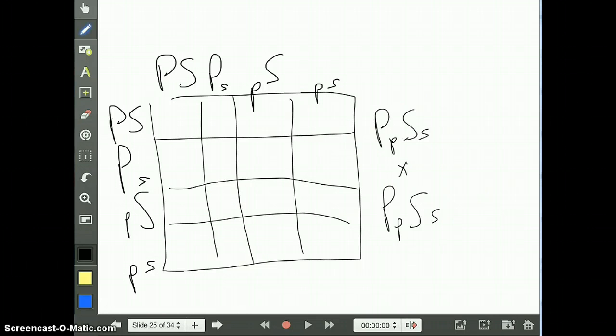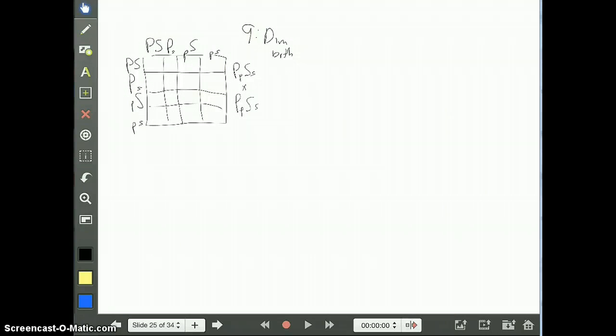We're going to end up with a 9 to 3 to 3 to 1 ratio. And what that really refers to is that we're going to have 9 that are going to be dominant for both. 9331. 9 dominant for both.